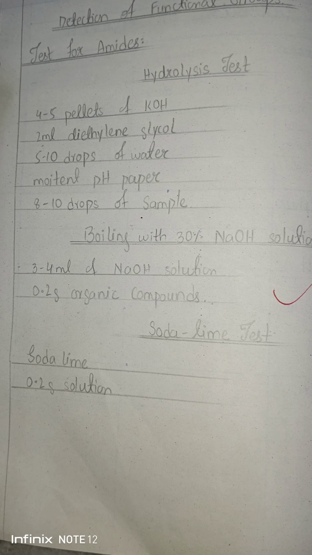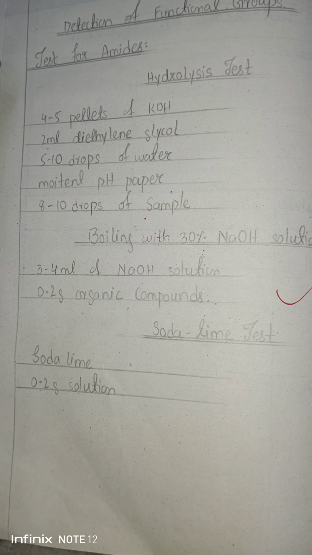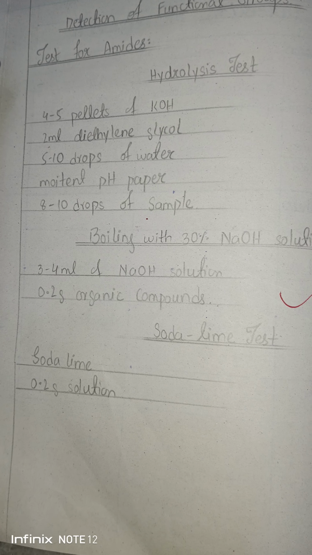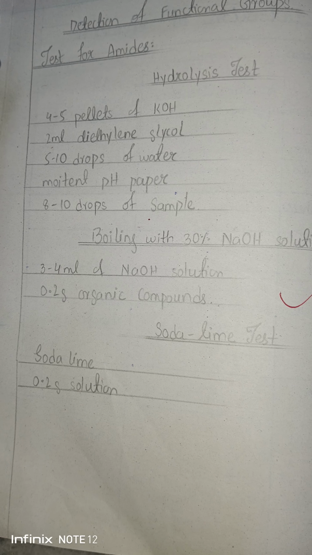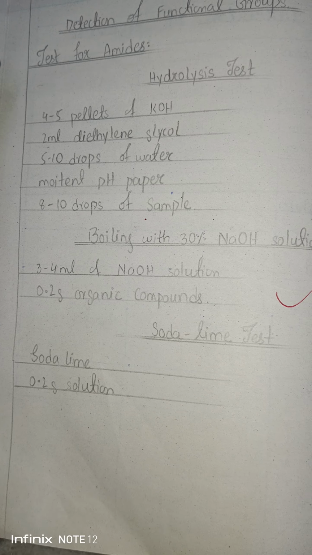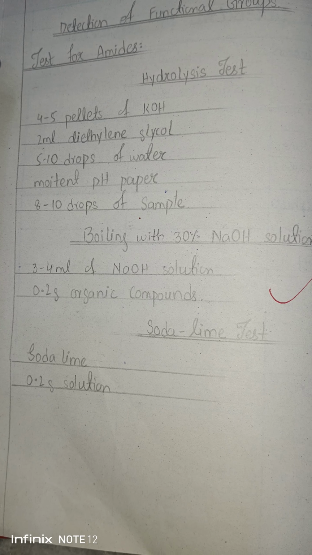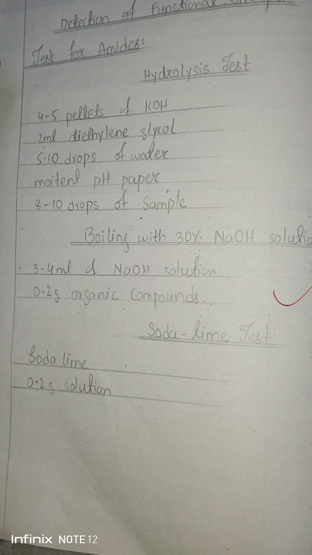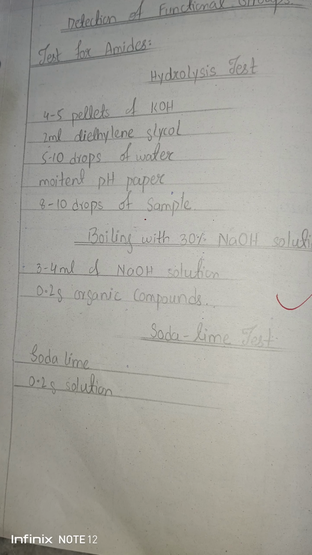For the functional group detection, for the amide test, first is the hydrolysis test. You will need KOH, 2 ml of ethylene glycol, 5 to 10 drops of water, and pH paper, and 8 to 10 drops of your sample will be needed. For boiling with the 30% NaOH, you will need NaOH solution and some amount of organic compound. For the soda lime test, you will need some amount of soda lime and the solution.